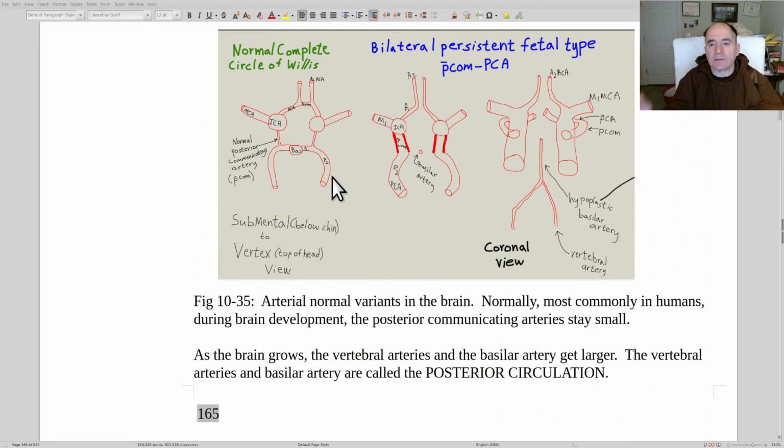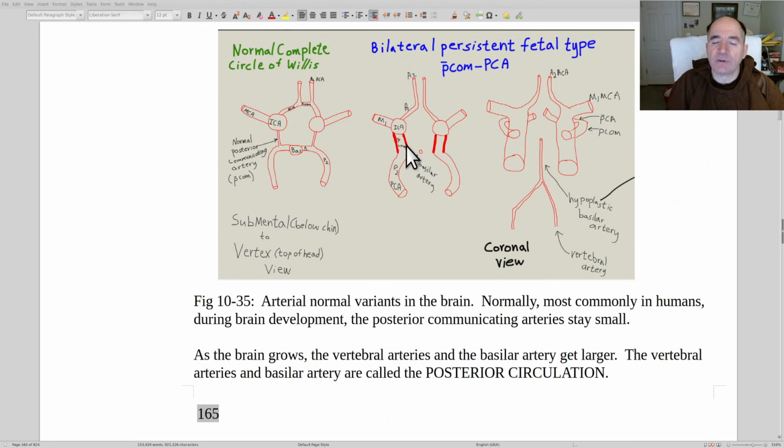This is the anatomy. I look at this every day, by the way. Okay, so here's the point. Most people have these tiny little PCOMs, posterior communicating arteries, but some people have really big PCOMs. This is called the fetal anatomy. Usually during development, as the person matures, these PCOMs regress and they become small. But sometimes they stay big like they were in the fetus, so they're called fetal PCOMs.